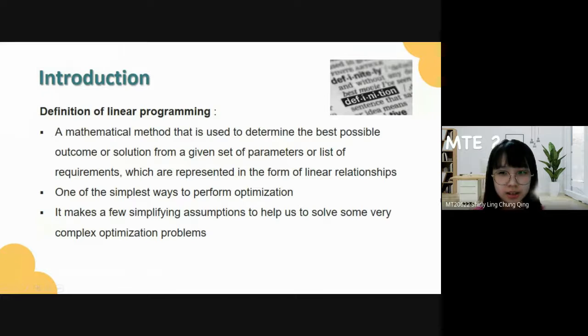Now I would like to present about linear programming. So, what is linear programming? Linear programming is a mathematical method that is used to determine the best possible outcome or solution for a given set of parameters or list of requirements, which are represented in the form of linear relationships. It is also one of the simplest ways to perform optimization. It makes a few simplifying assumptions to help us to solve some very complex optimization problems.